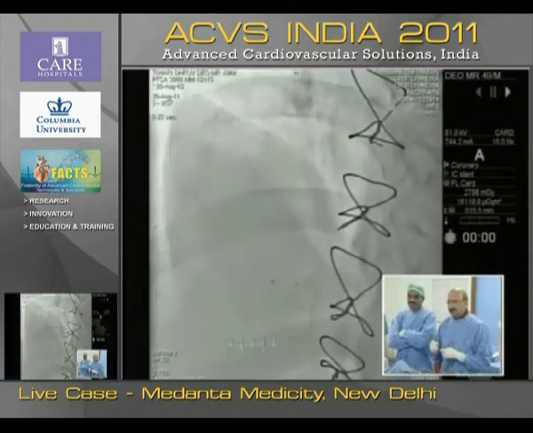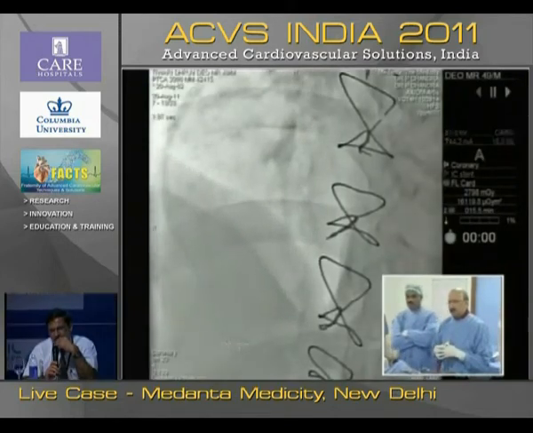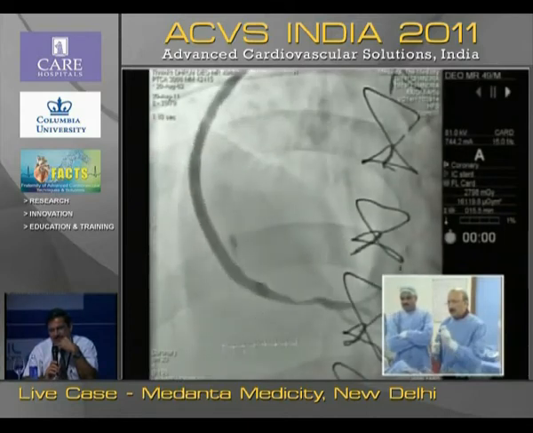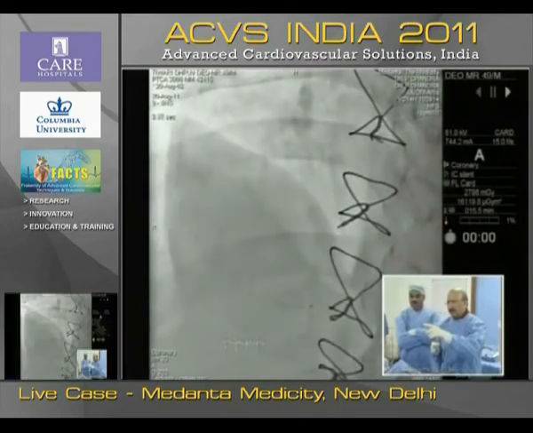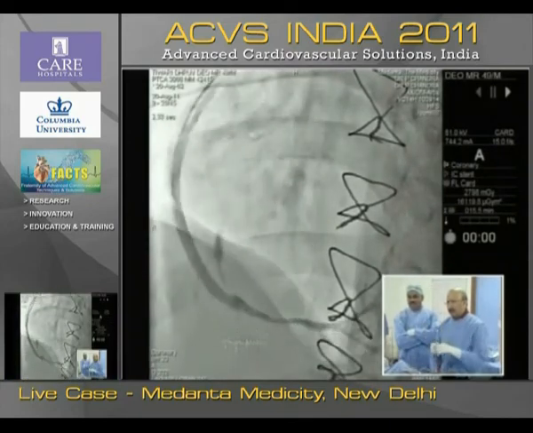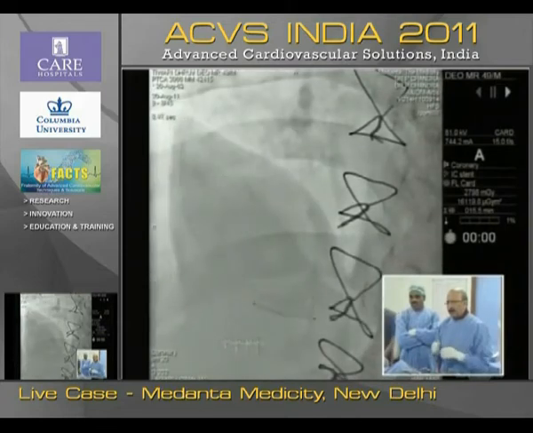So which part are you going to cover? From where to where will the stent cover? As you will see here, we have placed the stent and it is covering from the dilated portion to the dilated portion. And it is a 19 millimeter stent. Next please.